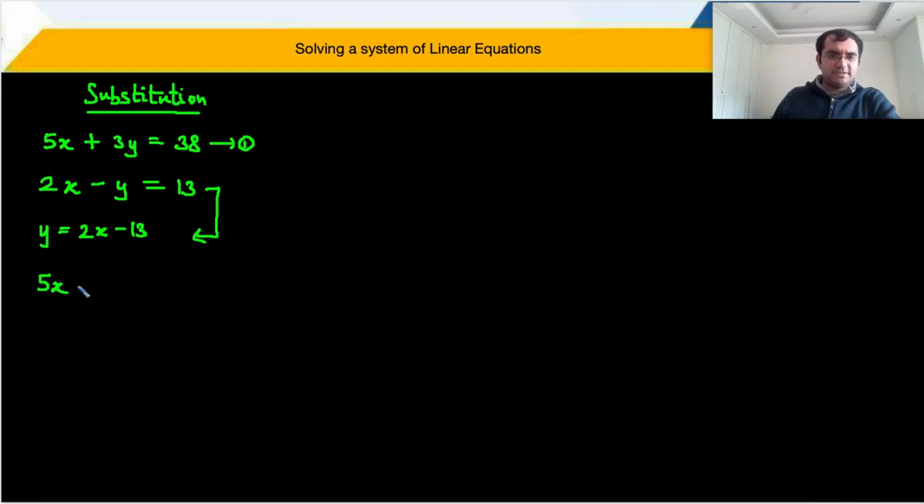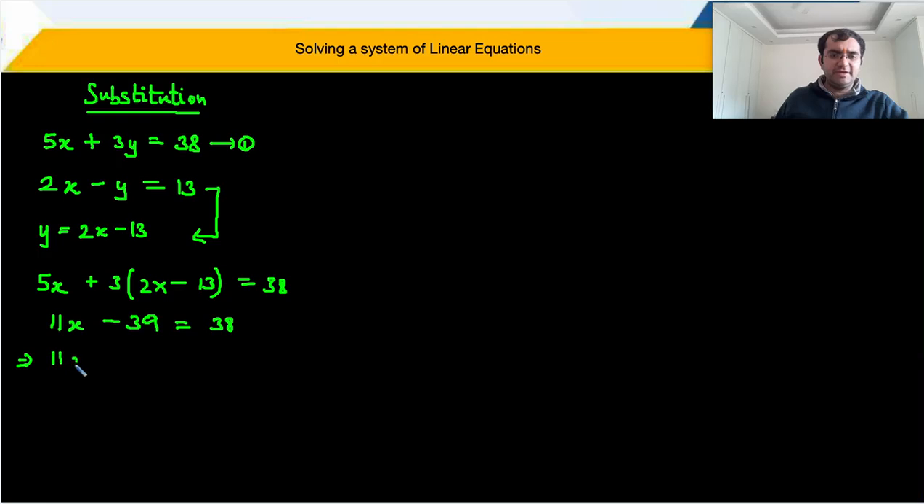So 5x plus 3, instead of y let us put 2x minus 13, is equal to 38. So this becomes very fast, and from this point, because fractions are avoided, we can try to do it orally. So 5x plus 3 into 2, 6x, that gives you 11x, and minus 3 into 13 is 39, is equal to 38. This implies 11x is equal to 39 plus 38, which is 77, so x is equal to 7.